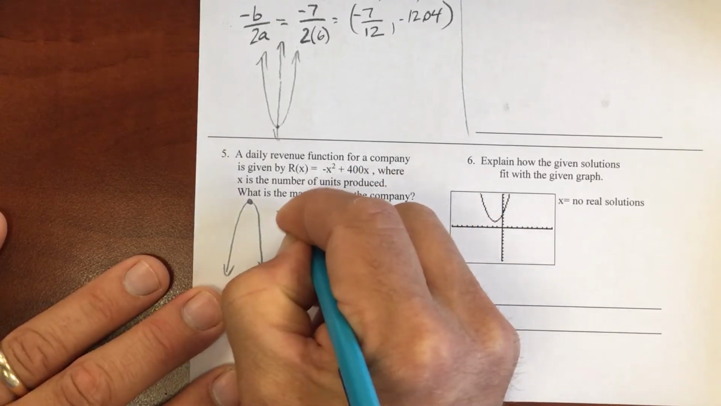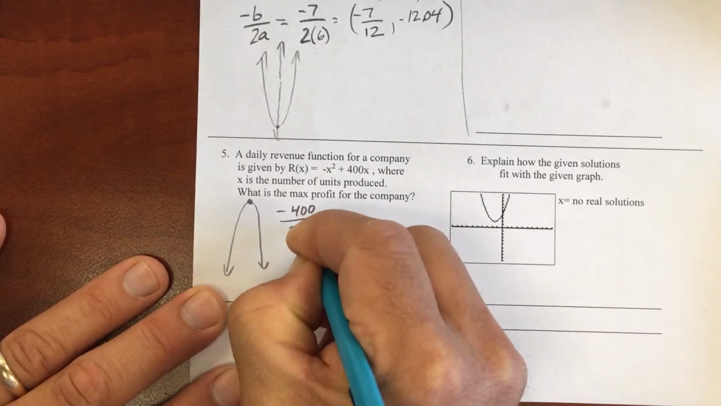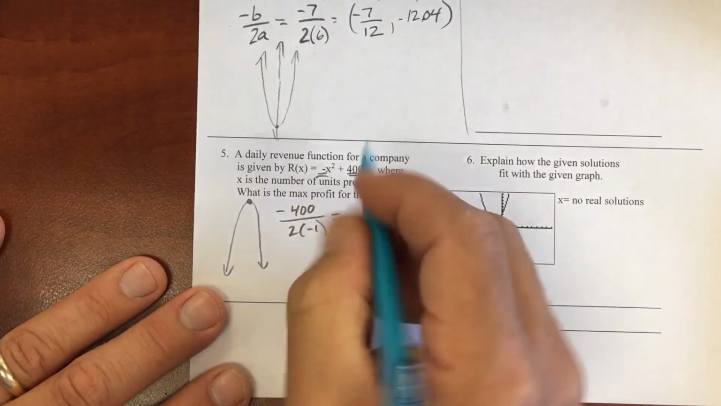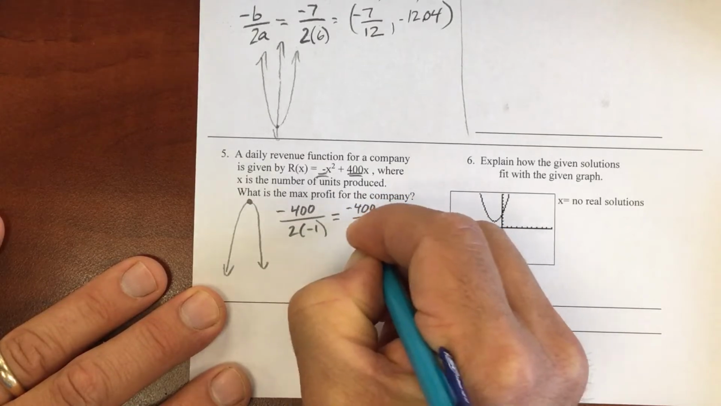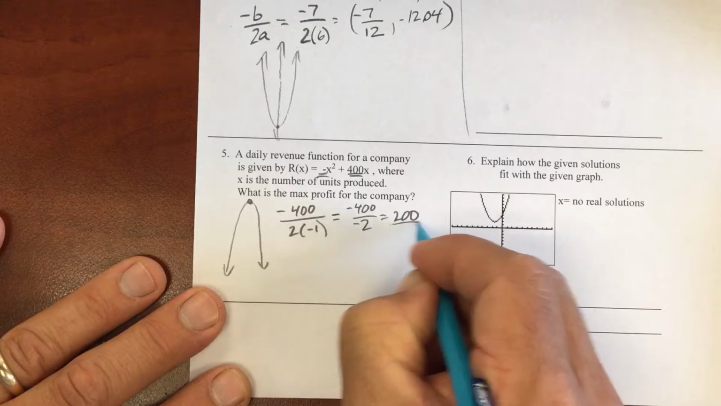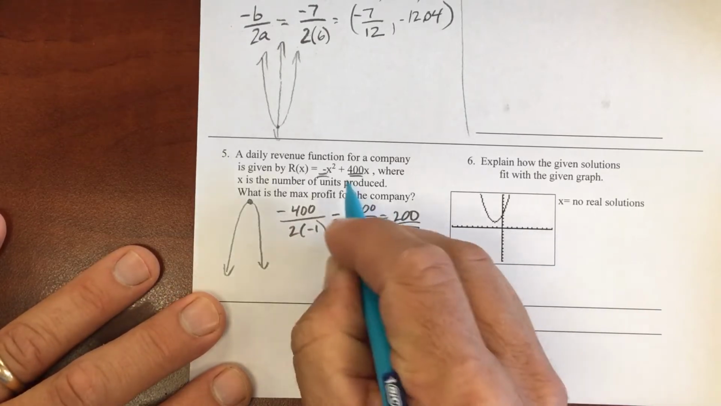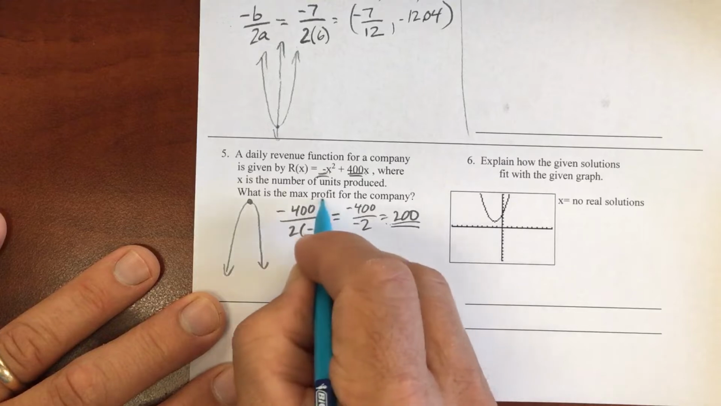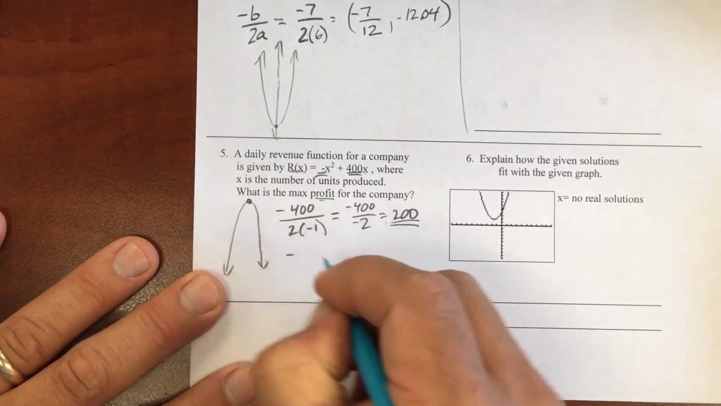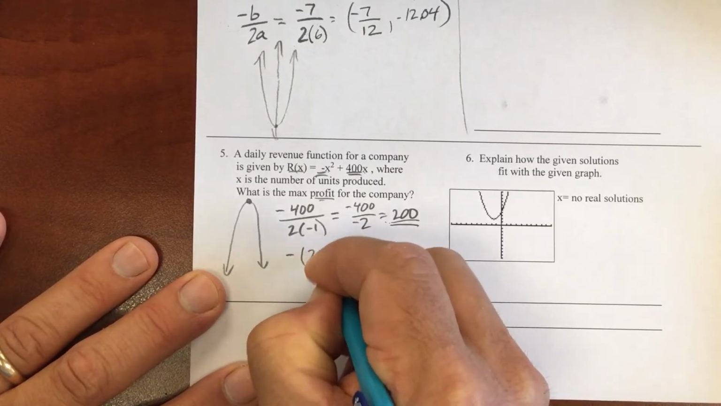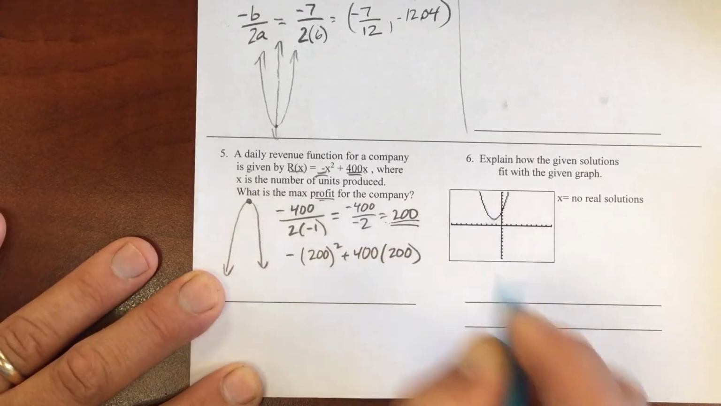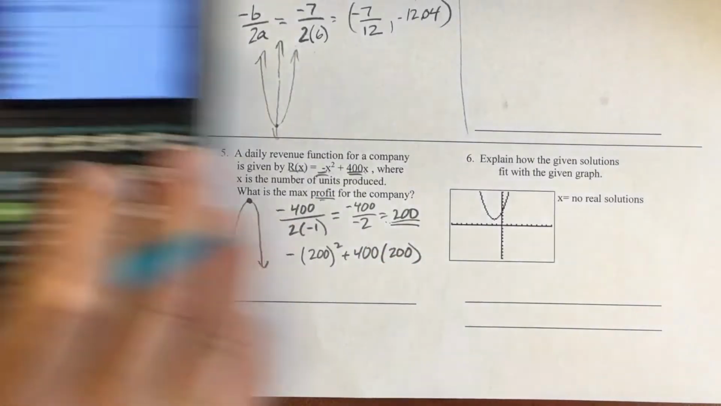Negative b over 2 times a, and I get negative 400 over negative 2, I get 200. So that's the max units that we should produce. I take that and plug it in, and that'll give me my max profit or my max revenue. These two are the same. So if I take that 200 and I go negative 200 squared plus 400 times 200 on my calculator, I will get that max profit.